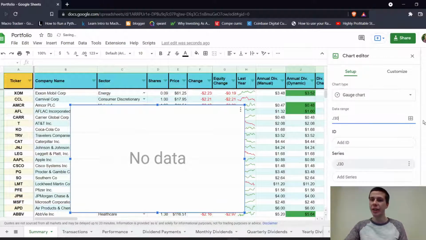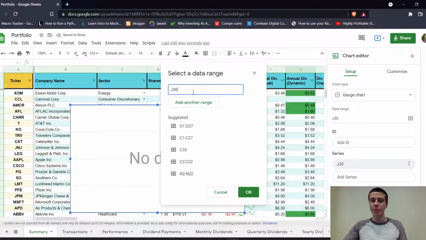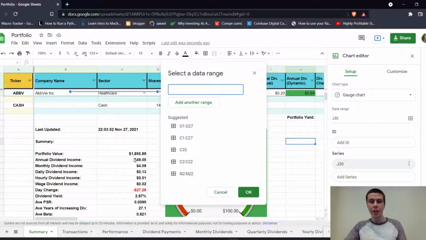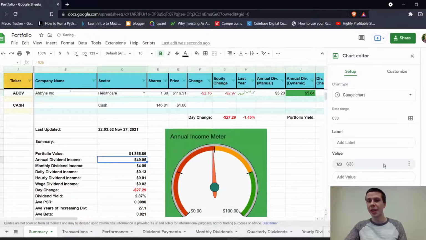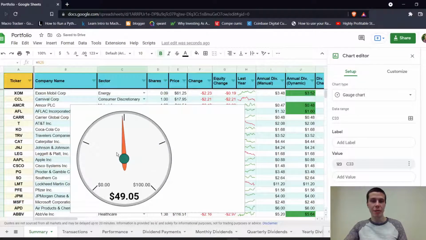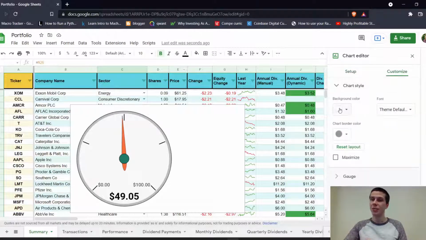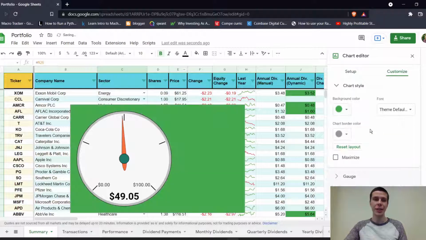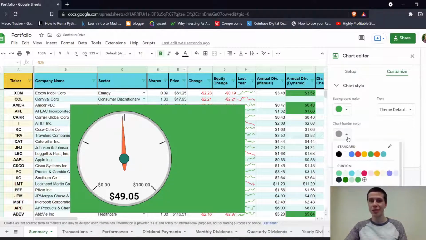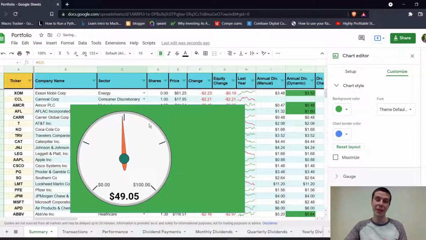And then for the data range, for mine, I'm just doing the annual dividend income. So we're basically just going to select that one cell that has the annual dividend income, and as you can see, it's already populated the general format of that gauge, but we can customize some things over here. So we can customize the style, maybe the background color, make it look a little bit different. We can customize the border color, which you can barely even see.